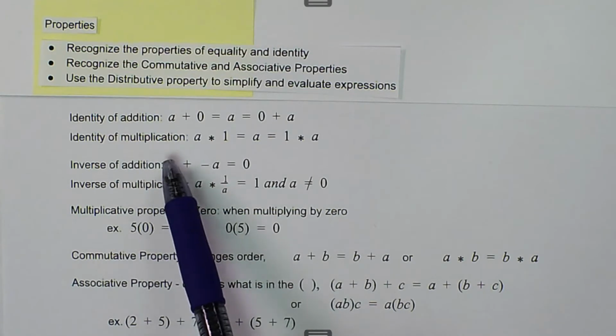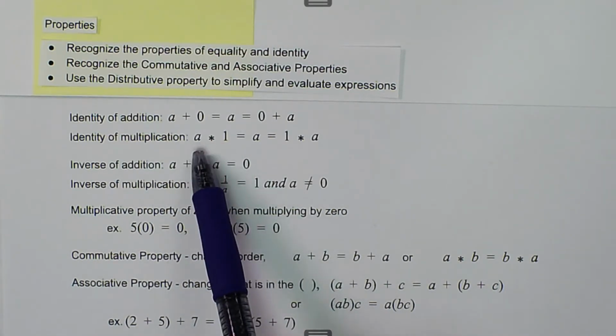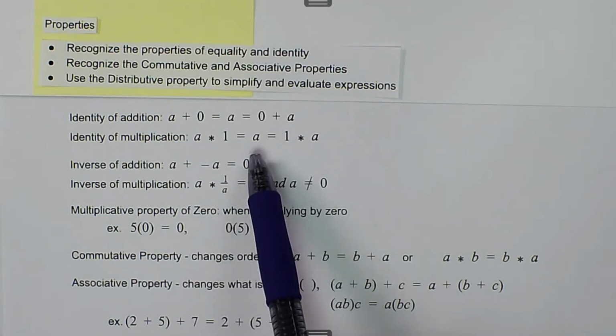The identity of multiplication says if you multiply by 1, it will still be itself. So a times 1 is a, 1 times a is a.